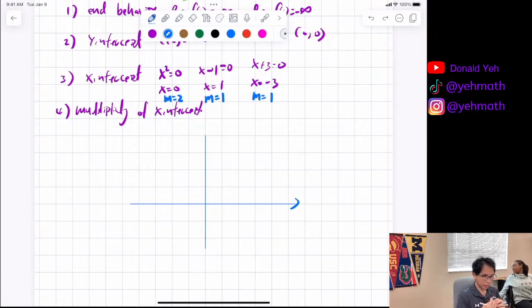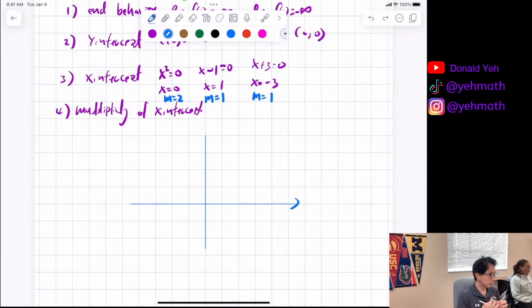Like, can there only be one x-intercept? There's 3 x-intercepts. There's only one y-intercept. Can they have multiple y-intercepts? No, because that won't be a function.